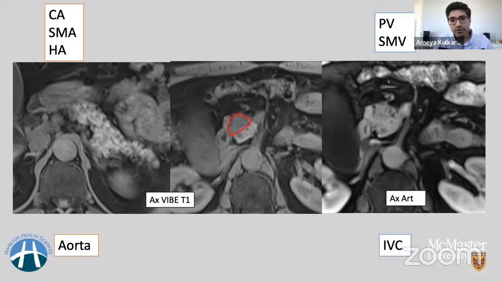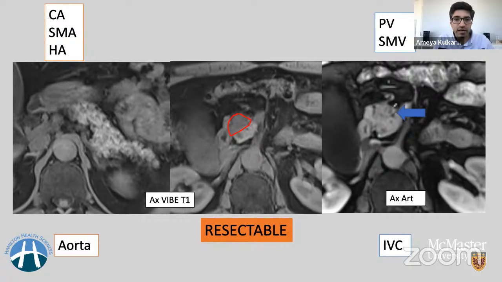Once you do that, you go to your dynamic phases of post-contrast acquisition, and that may help you identify the area of tumor, which in this case is this area. There was a little bit of heterogeneous enhancement, and that was less than the normal parenchyma. So this cancer was called as resectable. With the help of this case, let's discuss something really important.